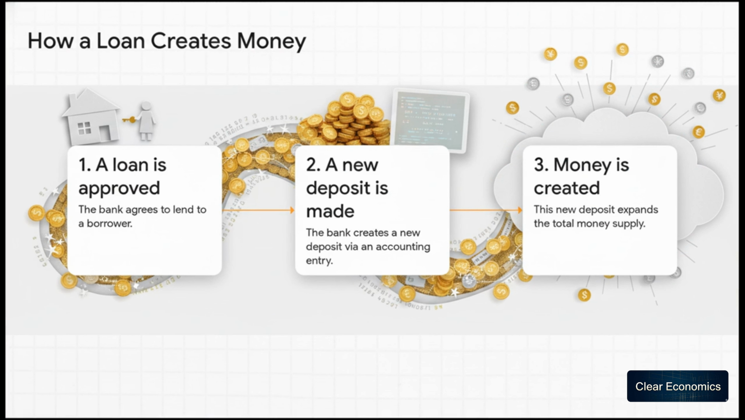Let me walk you through how this works, because it's wild. When you get a loan for, say, a car, the bank doesn't go into a vault and pull out a bag of cash for you. Nope. They just type some numbers into your account. And that new deposit they just created, that is new money. A second ago, it didn't exist. Now it does. And just like that, the amount of money in the entire economy just grew.